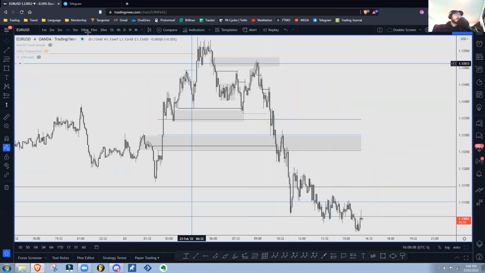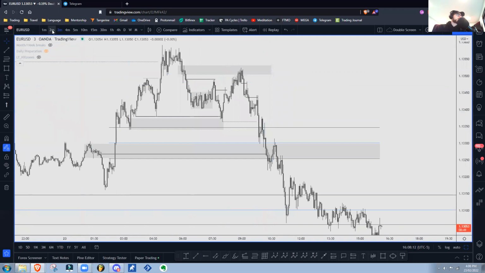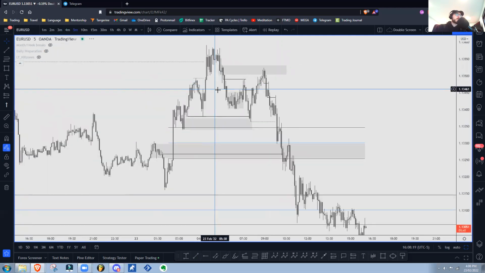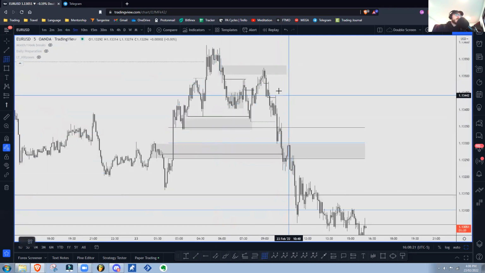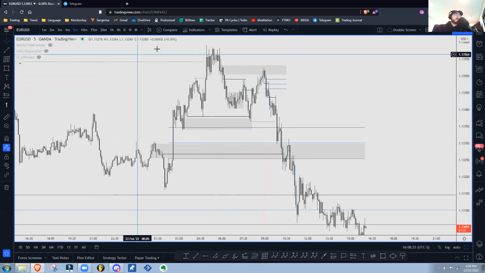Now, if you didn't enter in that, you could have entered in this one right here, at least based on my rules, right? I have a nice little fair value gap right here. It's on the 5 minute, I think it is. Yeah, 5 minute fair value gap right at that 50%, the beginning of that order block.